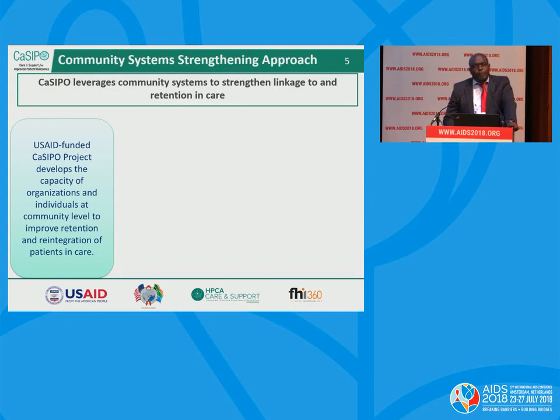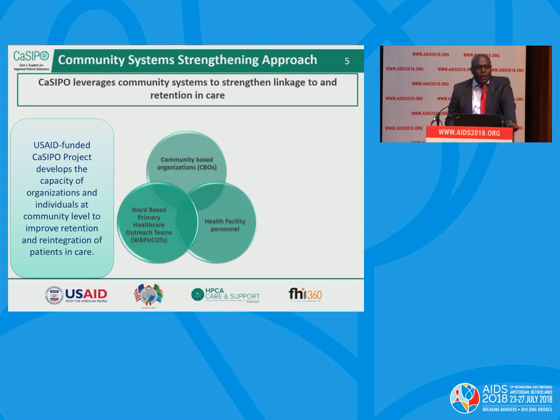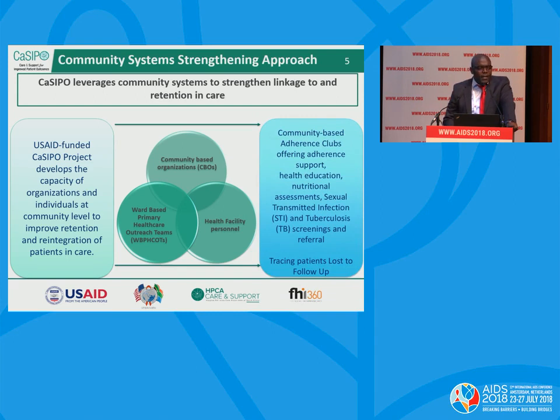So in a quest to implement the adherence guideline, the Care and Support for Improved Patients' Outcome, which is CASIPO, implemented by the Hospice Palliative Care Association of South Africa along with FHI 360 in South Africa, a project funded by USAID, embarked on building the capacity of individuals and organizations in the form of community-based organizations, the ward-based primary care outreach teams, along with the health facility personnel, to ensure that the decongestion of the facilities is done in a more amicable way, and most importantly, to make sure that patients are not lost to follow-up.